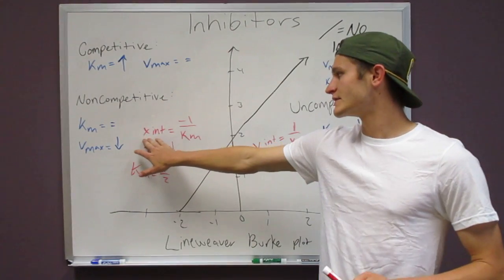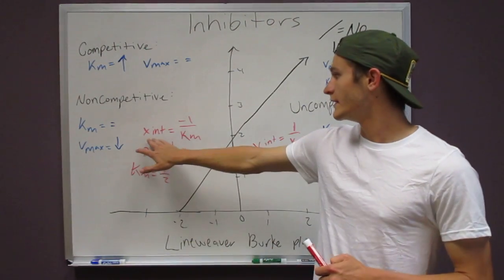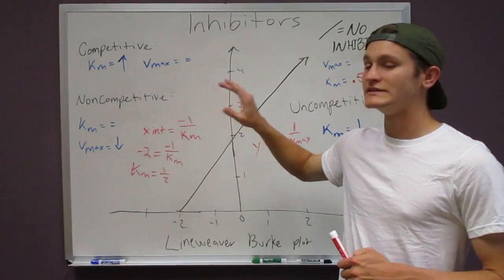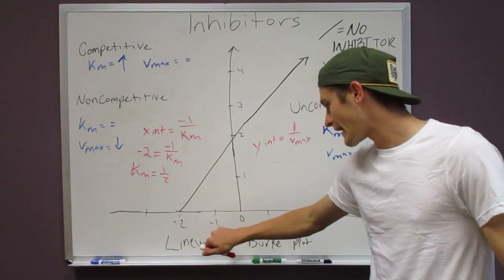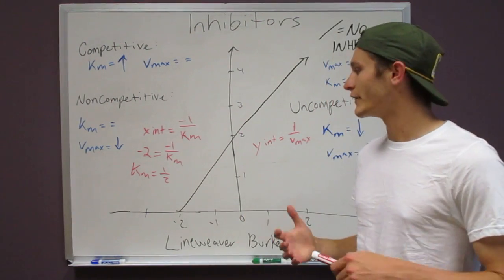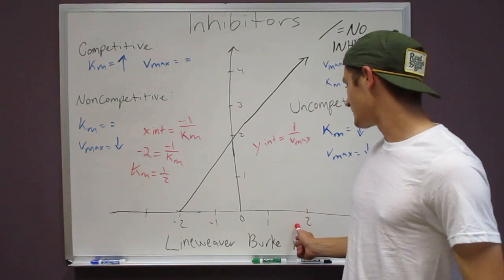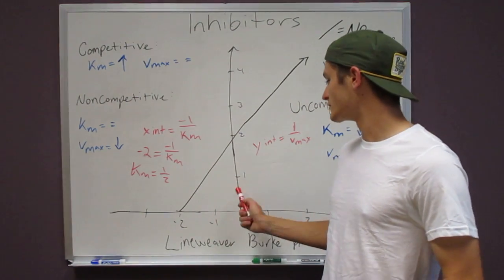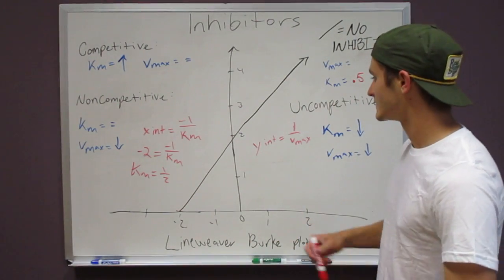So this is also consistent. On the Lineweaver-Burk plot, the x-intercept equals -1 over Km. However, these numbers can change depending on what's being catalyzed and what reaction is taking place. But for our example, I'm keeping it simple. I'm going 1, 2, -1, 2. But these numbers could be anything depending on what's being catalyzed.